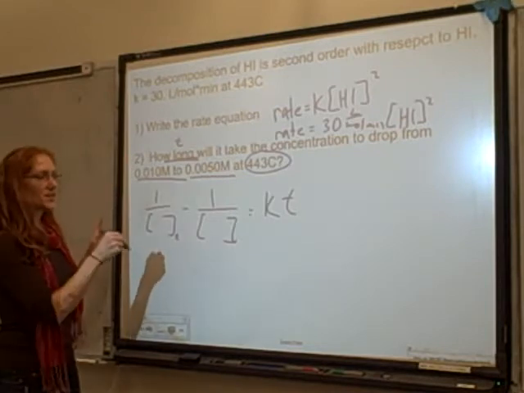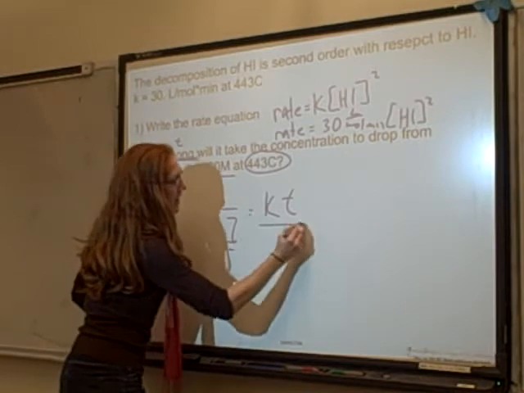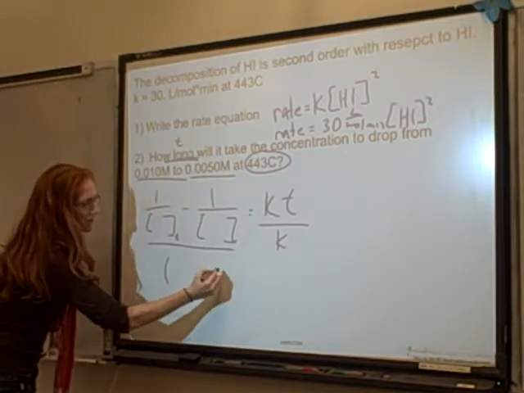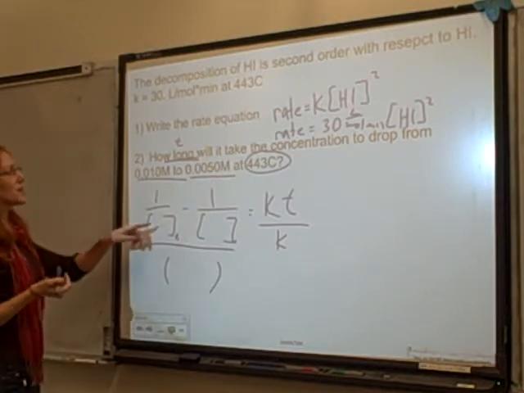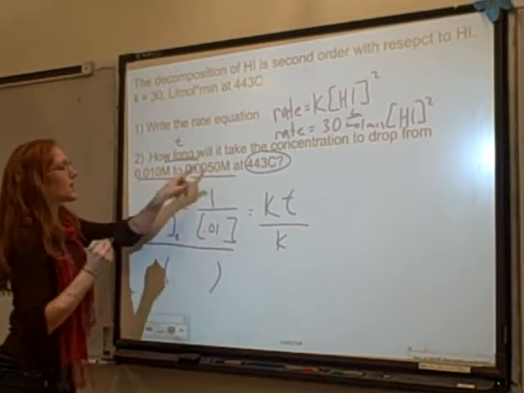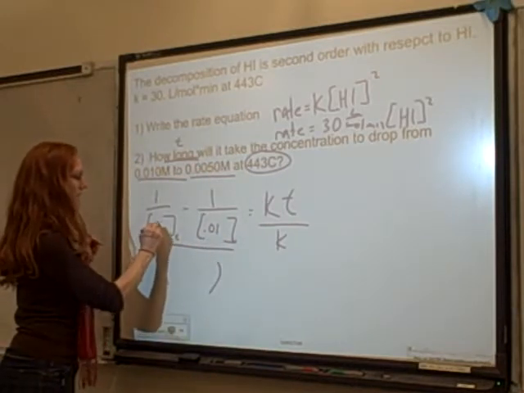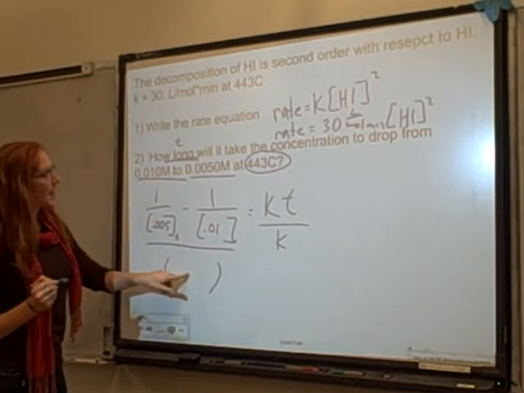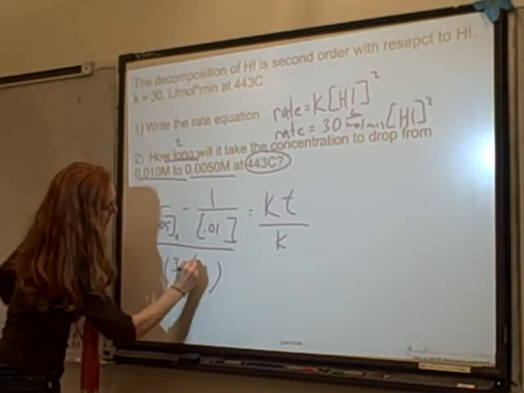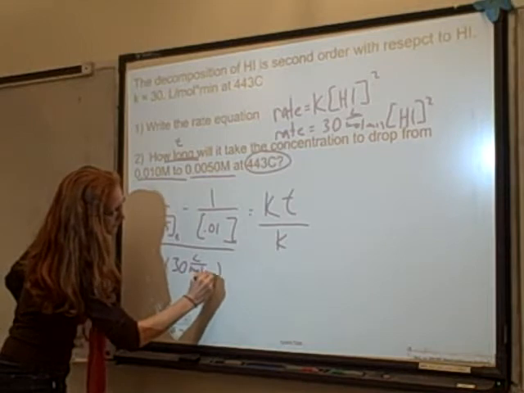So I'm just going to rearrange this, divide both sides by K, right? So divide this by K, divide this by K, and I'm actually just going to plug in the K. Alright, and I can plug in my values. So my initial concentration was 0.01. The final concentration after time has gone by is 0.005. And my K is that 30 liters per mole minute.